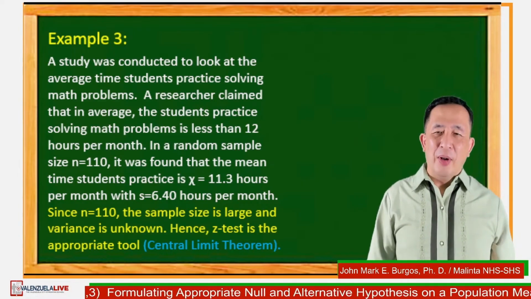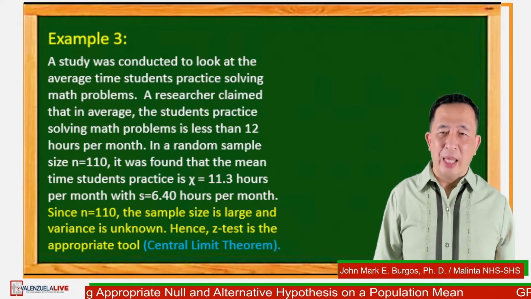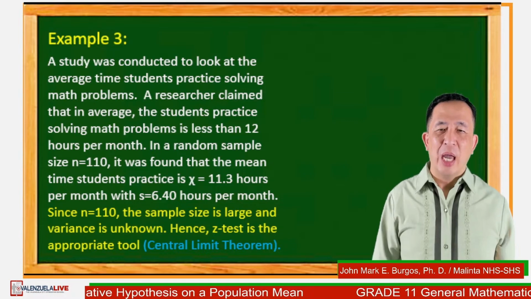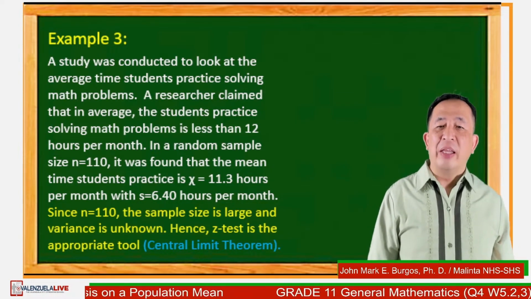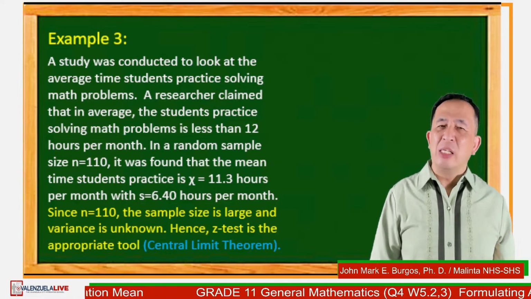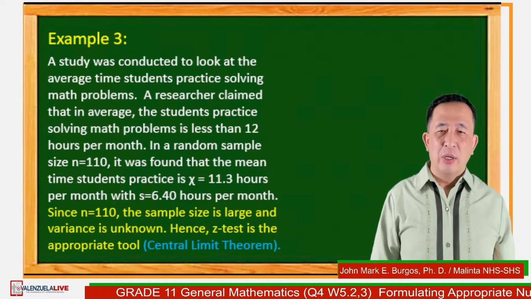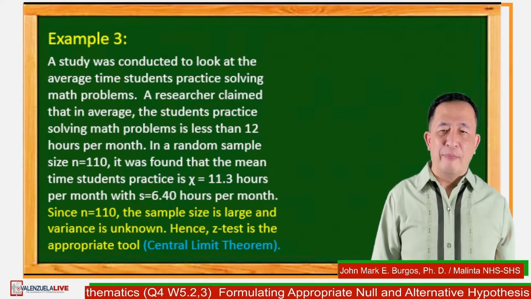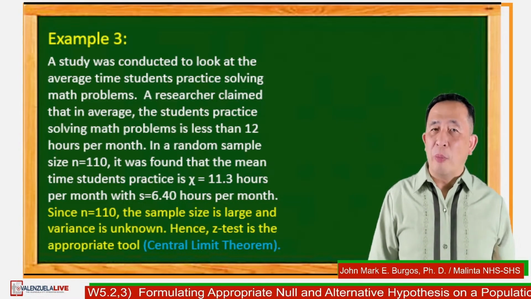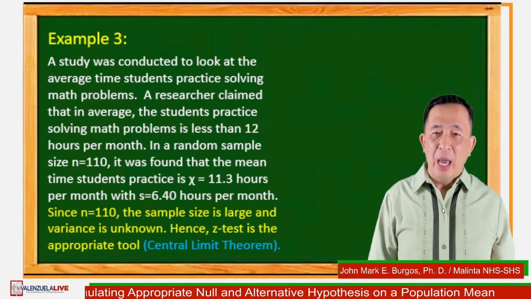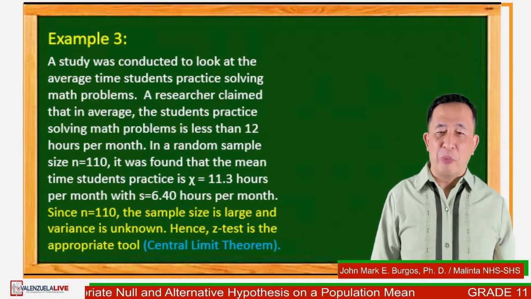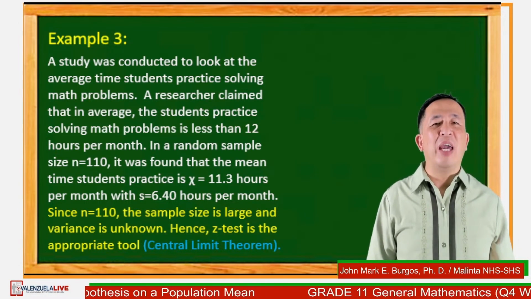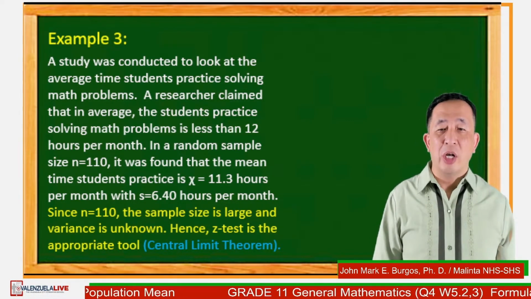In the third example, a study was conducted to look at the average time the students practice solving math problems. A researcher claimed that on average, the students practice solving math problems less than 12 hours per month. In a random sample of size n, which is 110, it was found that the mean time students practice is 11.3 hours per month with a standard deviation of 6.40 hours per month.